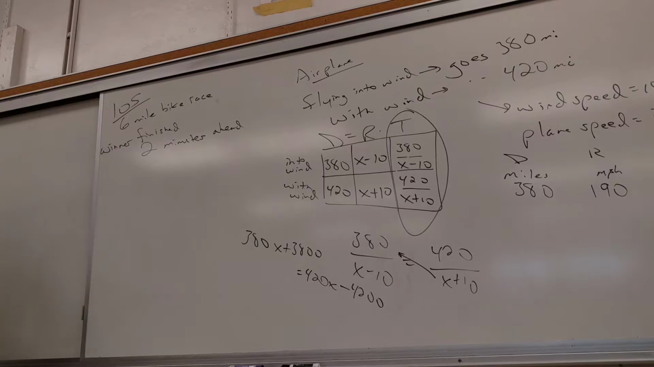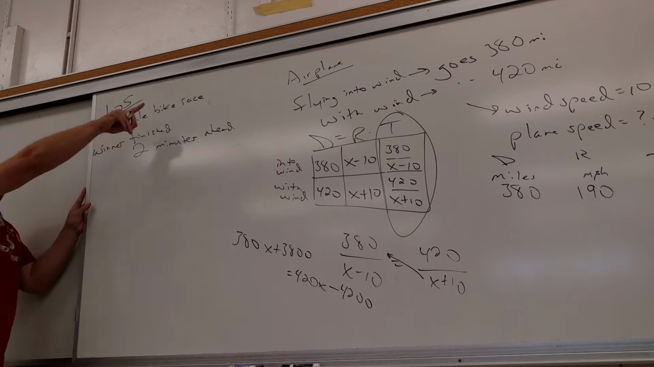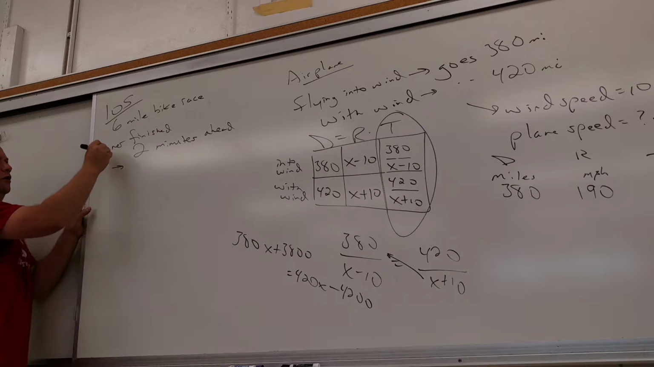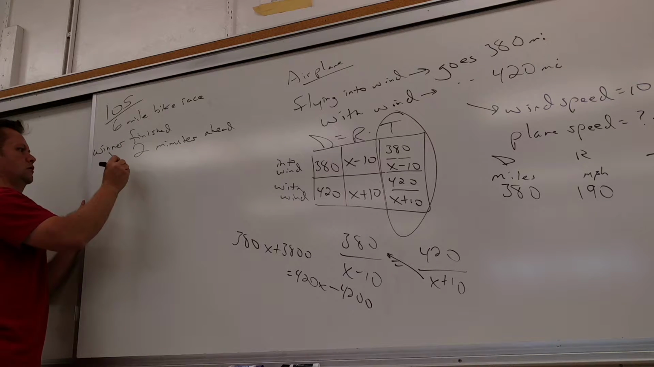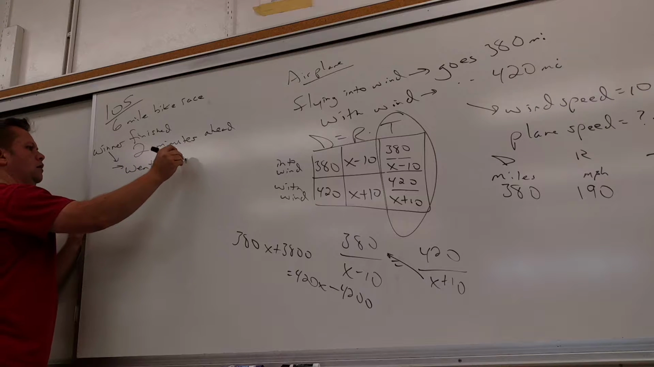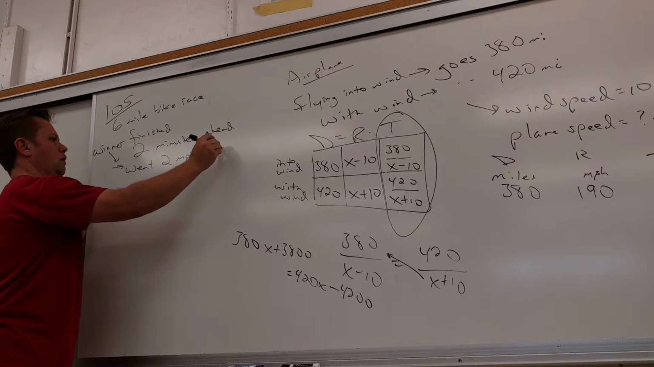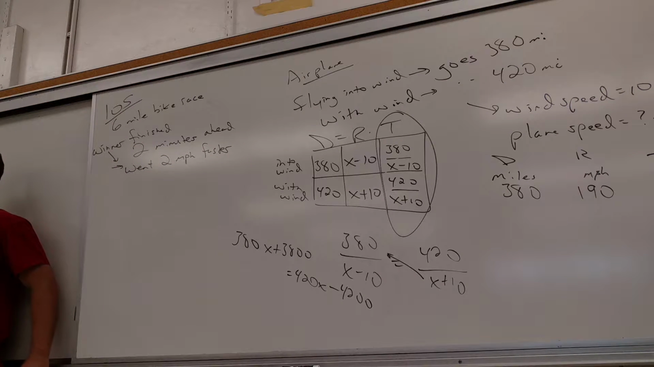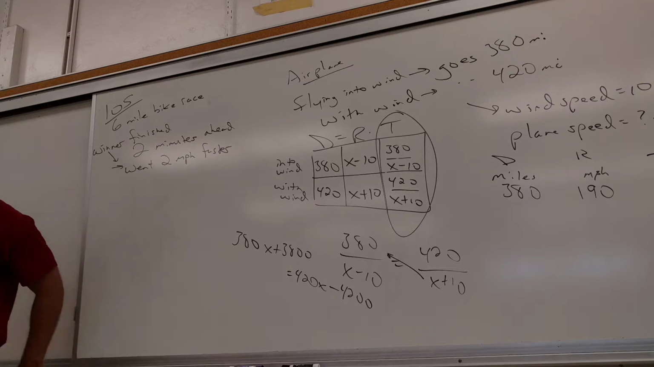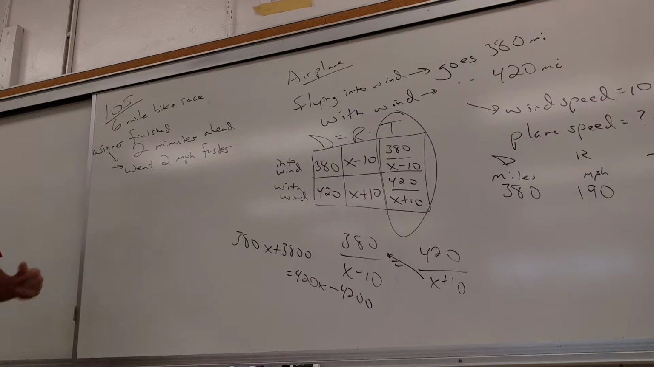All right, let me stop there for a minute. The winner finished 2 minutes ahead. Is everything cool? Okay. 6-mile bike race. The winner finished 2 minutes ahead, and the winner traveled 2 miles an hour faster. So it kind of makes sense that they came in ahead if they're going faster. Thank God. So then the question is, find the average speed of each racer.